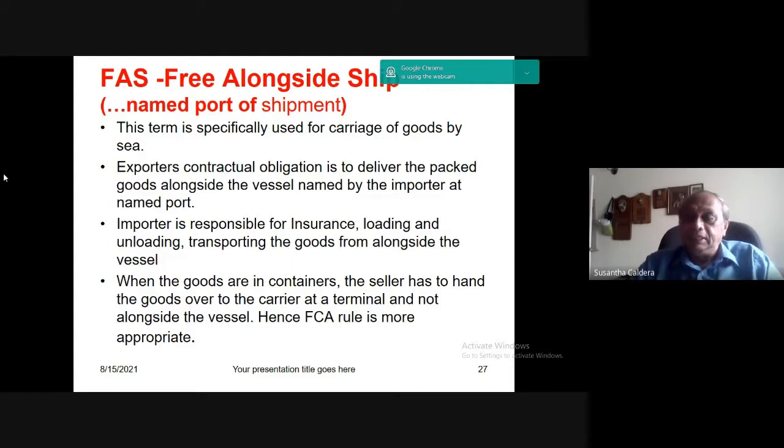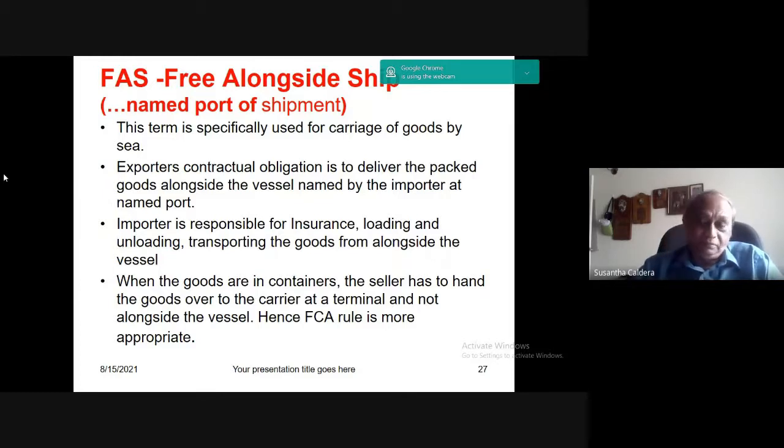When the goods are in containers, the seller has to hand the goods over to the carrier at a terminal and not alongside the vessel. Hence, the FCA rule is more appropriate. What do you mean by that? If it is containerized cargo, it is more appropriate to use the FCA rule. Why? Can somebody tell me why?